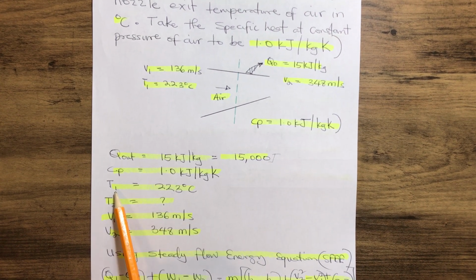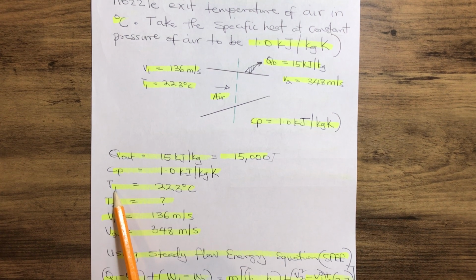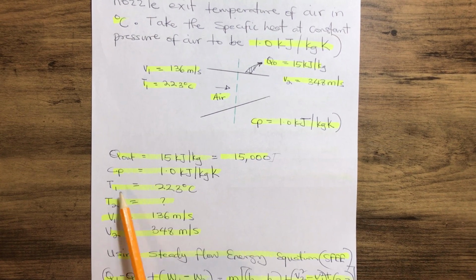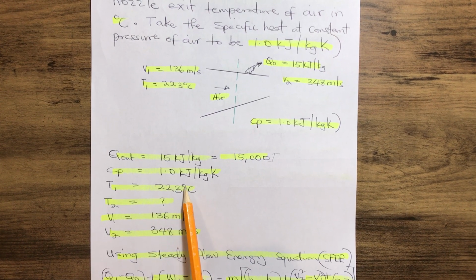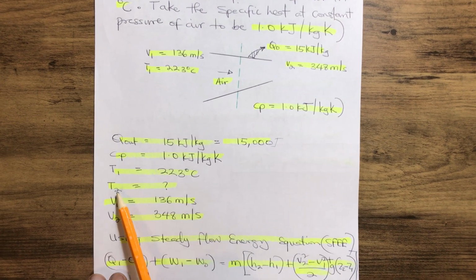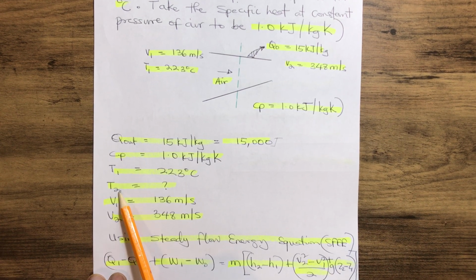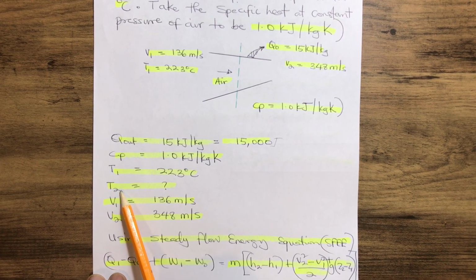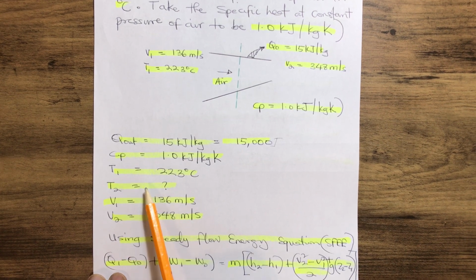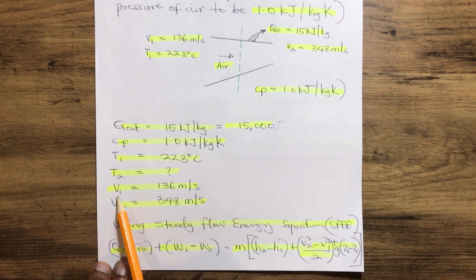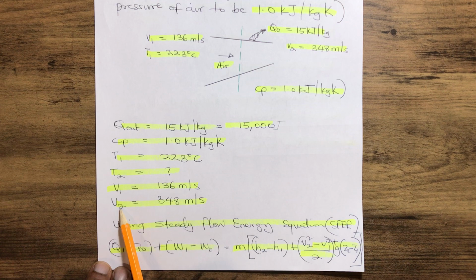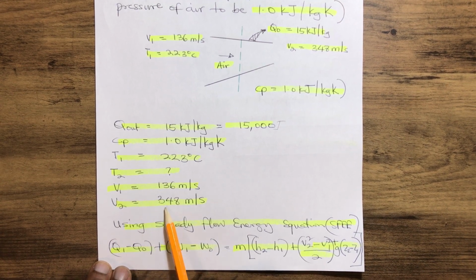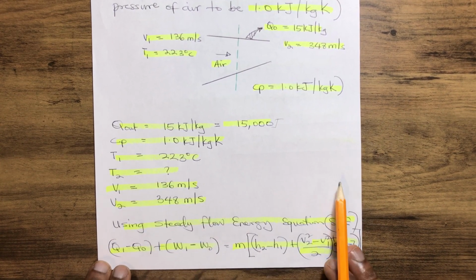We have our Cp, 1.0 kilojoule per kilogram Kelvin. We have our temperature T1, which is the entry temperature of the air entering the nozzle, which is 223 degrees Celsius. We have to calculate our exit temperature at the nozzle exit. We have the velocity of entry of the air, which is 136 meters per second. We have the exit velocity of the air at the nozzle, which is 348 meters per second.